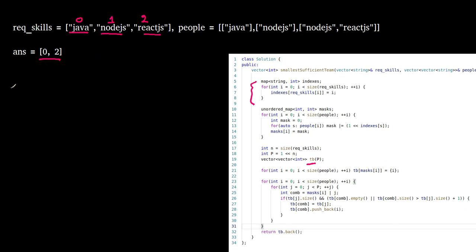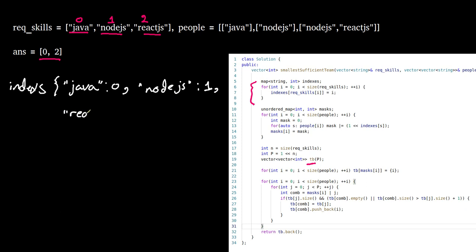And after the for loop, the indexes dictionary will have Java at 0, Node.js at 1, React.js at 2.